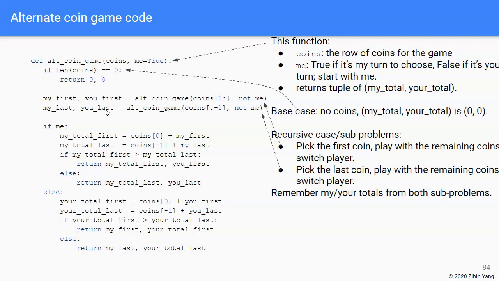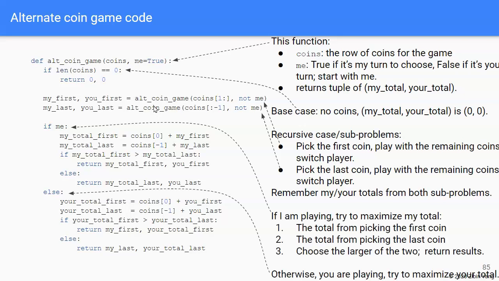And if the current player picked the last coin, then the remaining coins would be all the coins starting at index 0 all the way, but not including the last coin, so -1 here. And remember, we have to switch players, right? If I'm the current one playing, then the next turn is yours. So if me is true, then the next time is not me, which is false. If it's your turn, then the next time is me, so not false is going to be true. Either way, the not me is going to switch the player. And we're going to remember my total and your total from both subproblems.